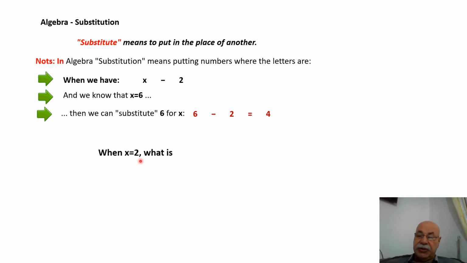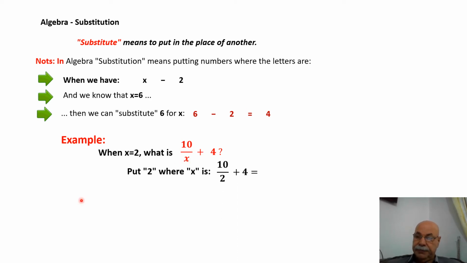When x equals 2, this is an example. What is the value of that question? We have 10 over x plus 4. It tells me here x equals 2, that's why I replace x with 2 in order to see what comes out. Put it where x is, and it becomes like this. You see, x is gone because I replaced it with 2.